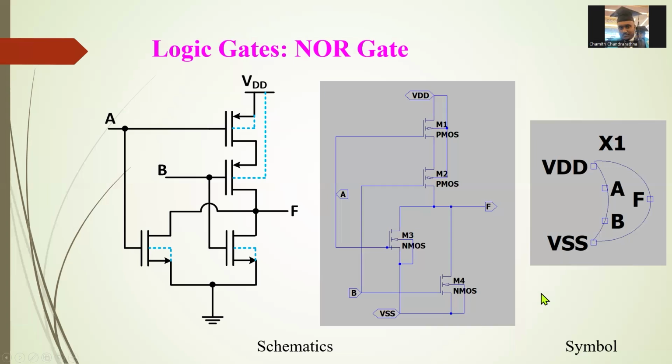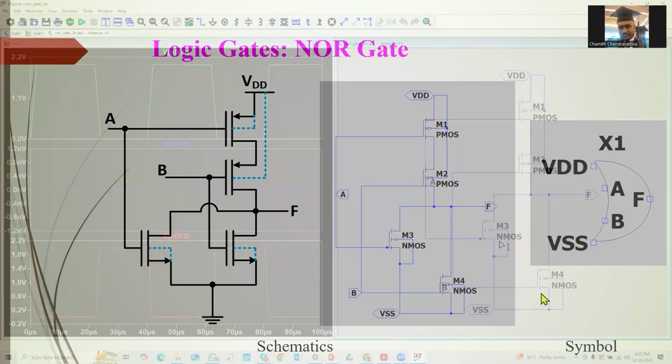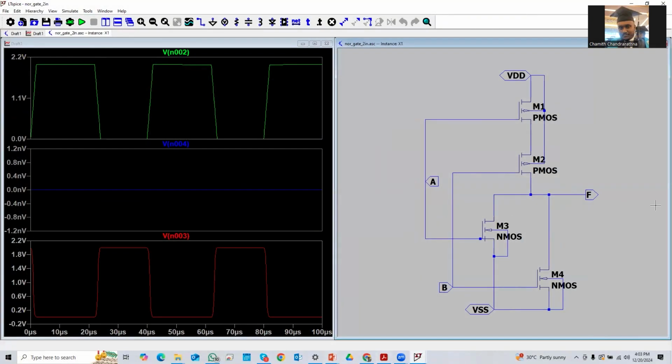Now we can go for the simulation. So here is the NOR gate. The NOR gate is also very similar to the NAND gate. The only difference is, previously we connected the PMOS in parallel for the NAND gate, but for the NOR gate we have to connect the PMOS in series, and the NMOS should be connected in parallel. That is the only difference.